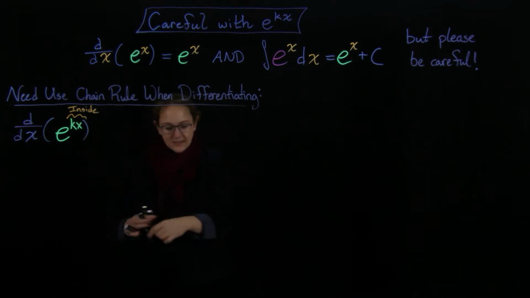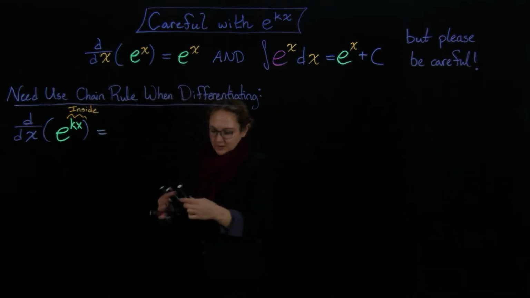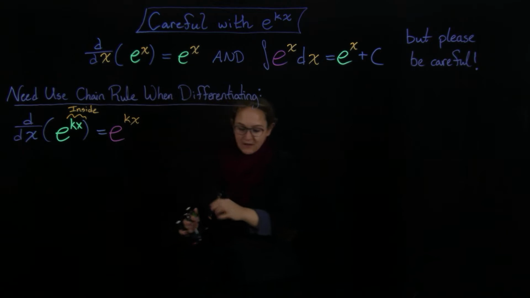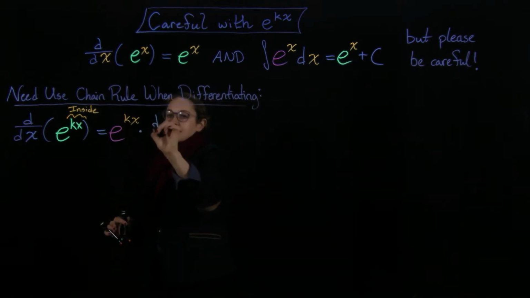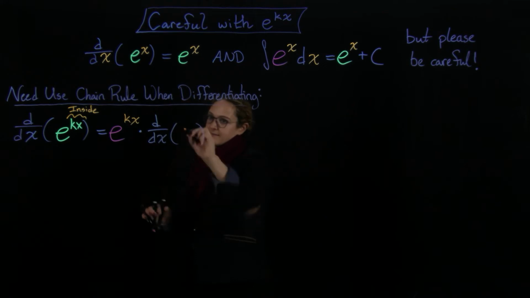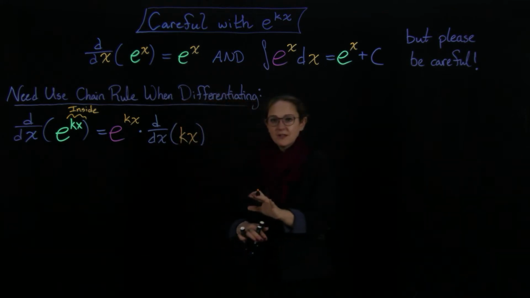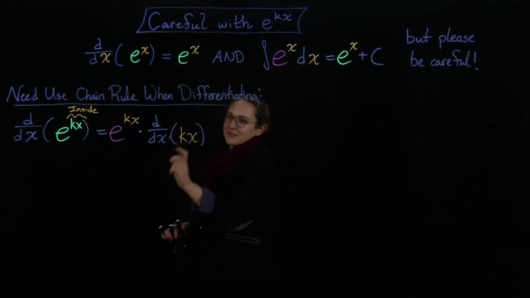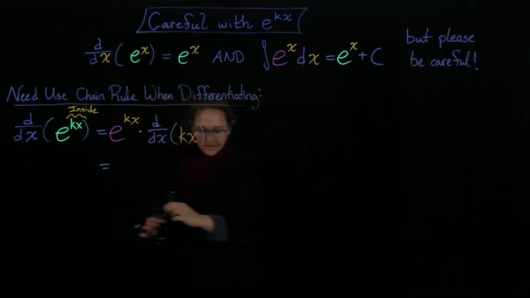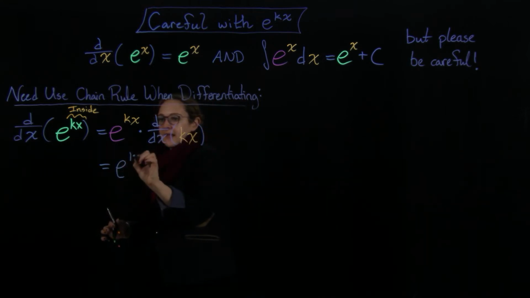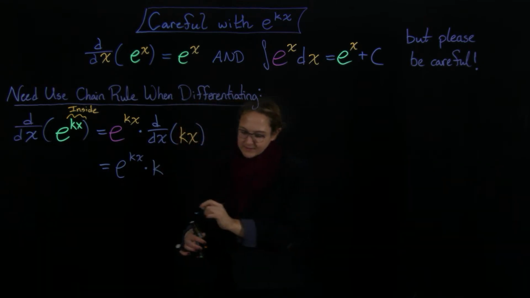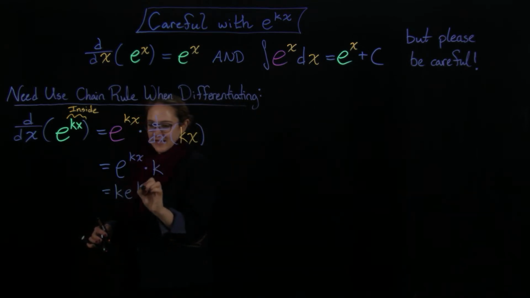So now we use the chain rule, and we get e to the kx, the derivative of the outside, but then we have to take the derivative of the inside, the derivative with respect to x of kx. You would have been tempted possibly to forget to do this part, but you can't forget it. This is just a constant times x, so the derivative is just k. So this is equal to k e to the kx.